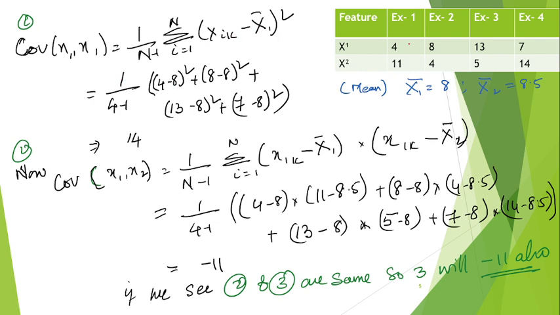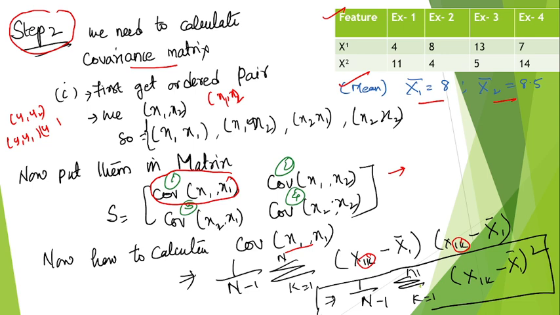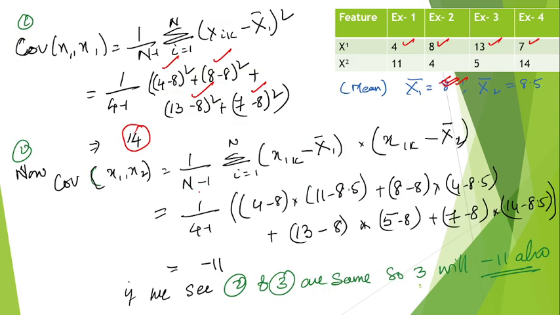Now for the first one, x1, we have this formula: 4 minus 8, 8 minus 8, 13 minus 8, 7 minus 8, each whole squared. We have done it and we got 14. Correct? That is the first value we got. Now what is the second value? Remember, we have the second one here, which is represented. So how did we get it?